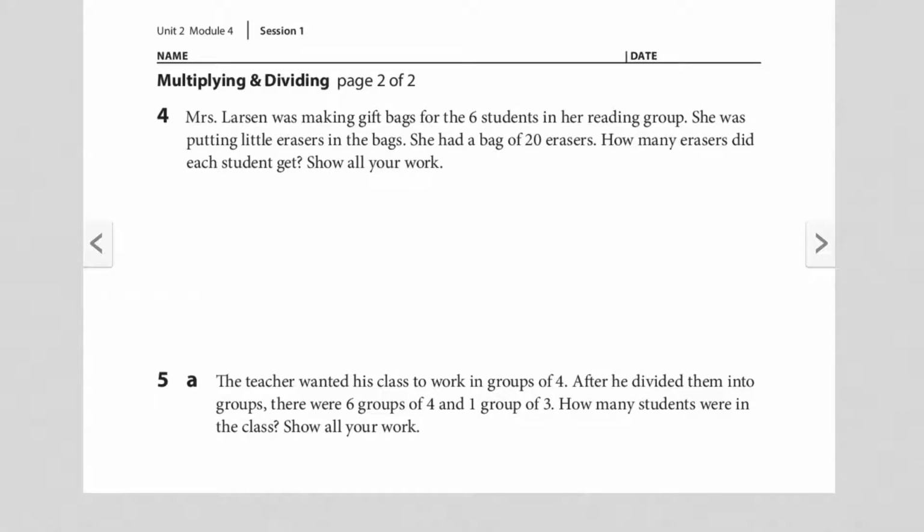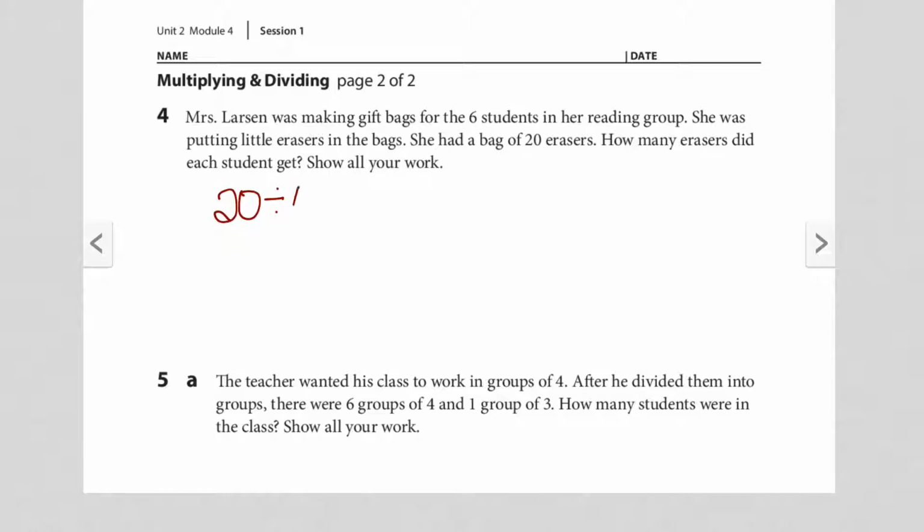So now that we've looked at the 4 different ways that we can divide, we're going to choose one as we look at question 4. Mrs. Larson was making gift bags for the 6 students in her reading group. She was putting little erasers in the bags. She had a bag of 20 erasers. How many erasers did each student get? Show all your work.